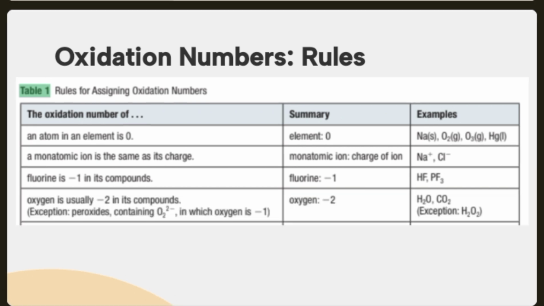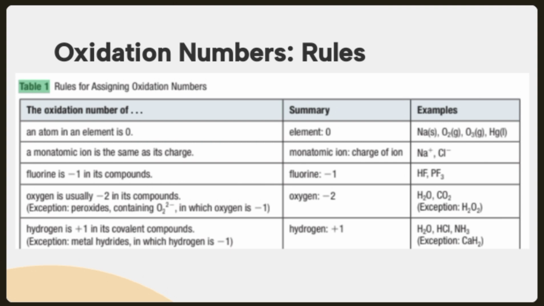Moving on to the fourth rule, oxygen is usually -2 in its compounds, except in peroxides. Oxygen typically has an oxidation number of -2 in its compounds, but there are exceptions. In peroxide, which contains the O2 2- ion, such as H2O2 or hydrogen peroxide, oxygen has an oxidation number of -1. Some examples of oxygen's oxidation number: in water, H2O, the oxidation number of oxygen is -2. In hydrogen peroxide, on the other hand, the oxidation number of oxygen would be -1.